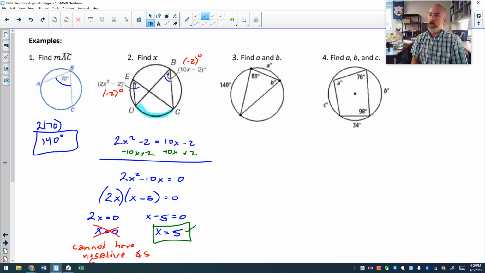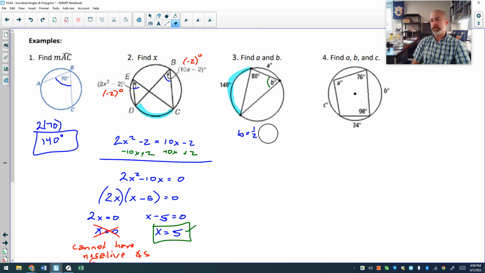All right, so we need to find A and B here, and I'm trying to think of ways I can do this. Let's see. What do I want to do first? I think I'm going to get B first because I see that the angle B is opening up and intercepting this arc on the opposite side of the circle, and the intercepted arc is 140, and the angle that intercepts the arc is always half of that arc. So B is going to be half of 140, which is 70 degrees. So B is 70.